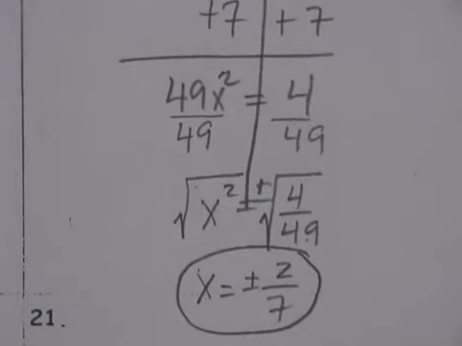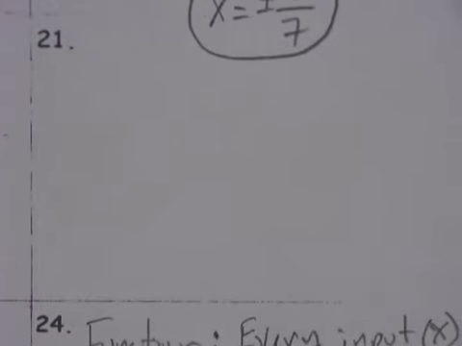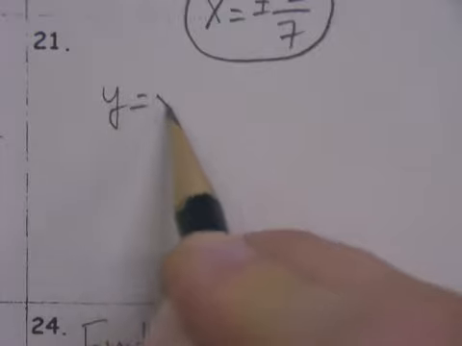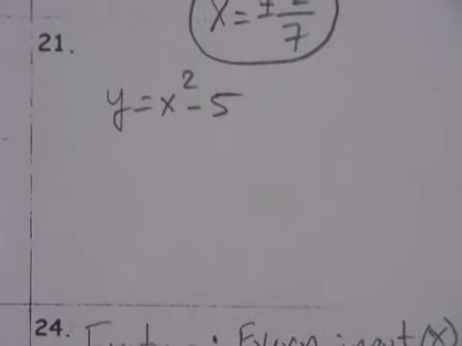That was question number 18 from lesson 89. All right, we're going to keep working our way backwards. Question 21. So 21, right below that one right there. Question 21 says, well, let me write it out real quick. The equation they give us is y is equal to x squared minus 5. That's the equation.